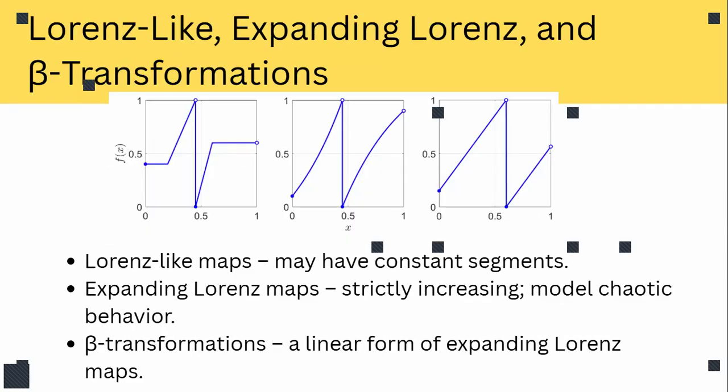Lorentz-like, expanding Lorentz, and beta transformations. We work with these three classes of maps. Lorentz-like maps are non-decreasing with a jump, and expanding Lorentz maps are strictly increasing and chaotic. Coming to the beta transformation, it is a linear special case of expanding Lorentz maps. We can also say that beta transformations are linear expanding Lorentz maps. So these serve as test beds for our algorithms.